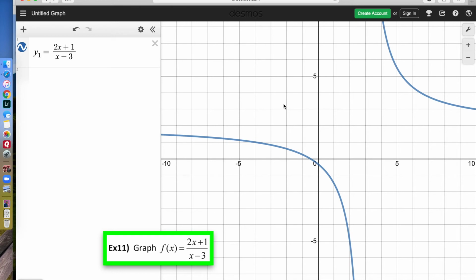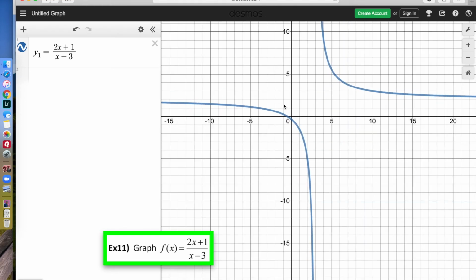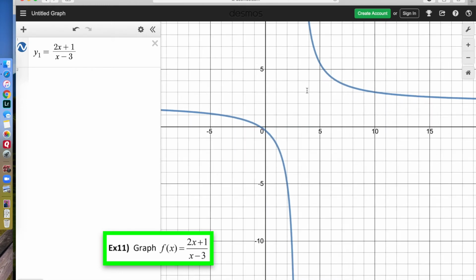Anyway, you can use your scroll, if you've got a mouse with a little scroll ball, or if you're using a MacBook or a computer that has a 2-finger scroll, you can scroll to zoom in and out, or you can pinch, or you can use these plus and minus to zoom in and out.